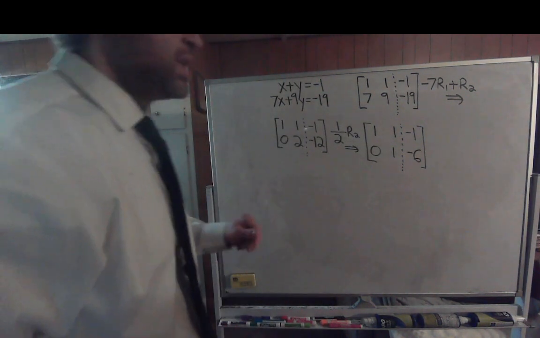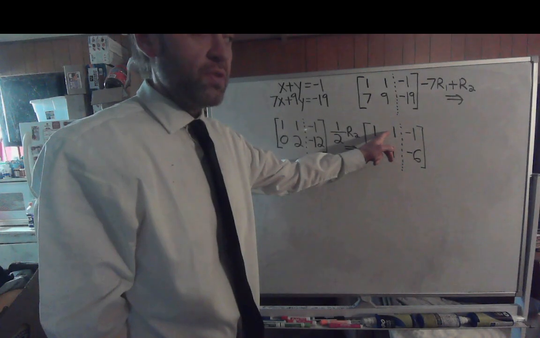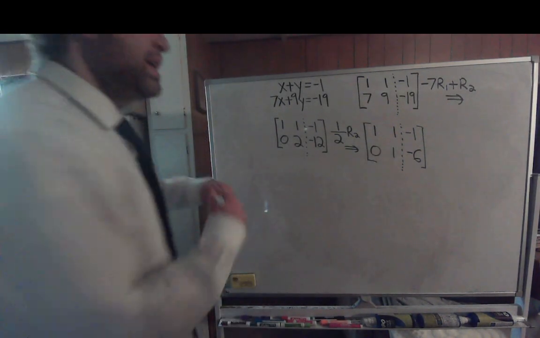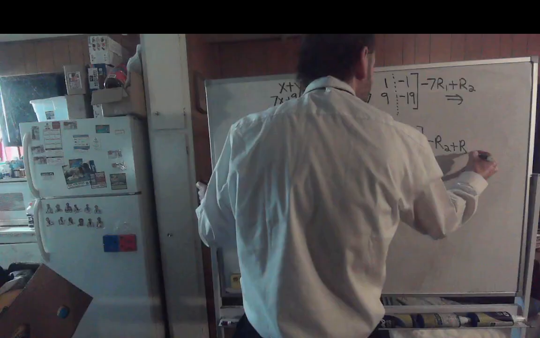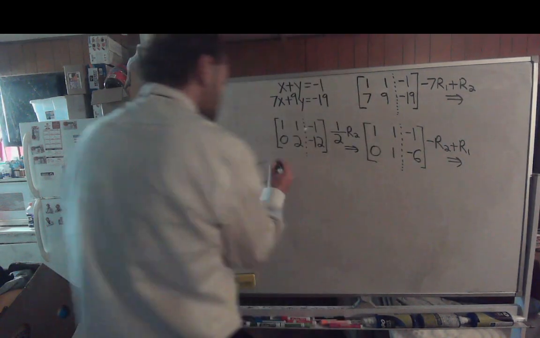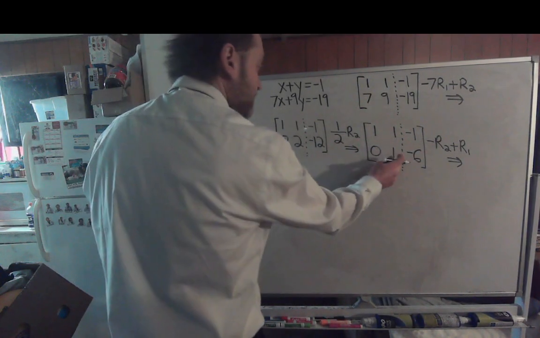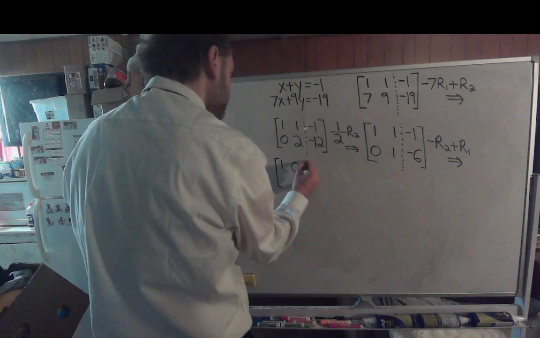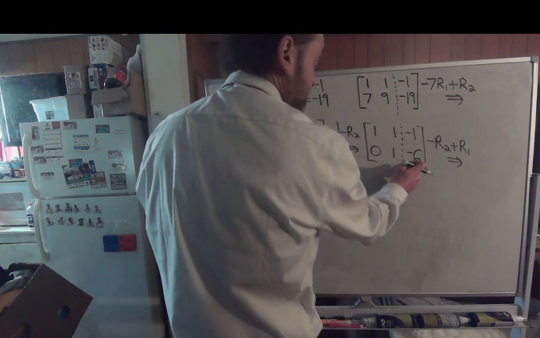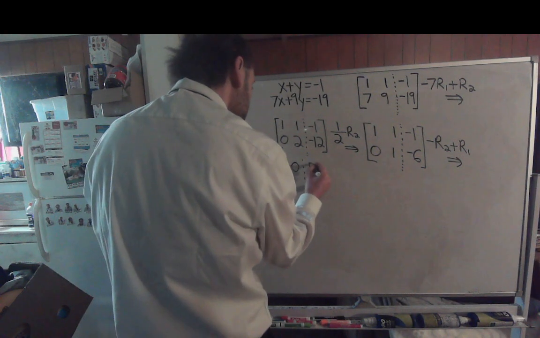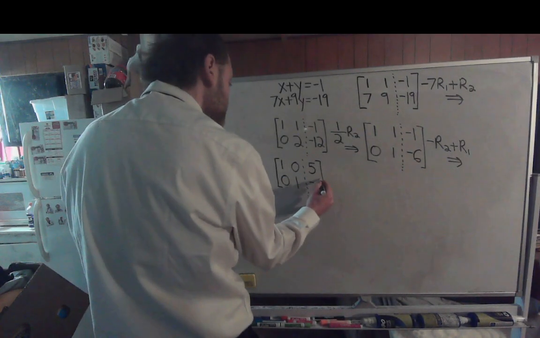Alright, almost done. Next thing we need to do is make the second digit in the first row a 0. So if we take the negative of row 2 and add that to row 1, we can make that happen. Alright, so -0 plus 1 is still 1. -1 plus 1 is 0. Alright, -6 turns into +6 minus 1, which is 5. And then you have your row 2, which is 0, 1, and -6.